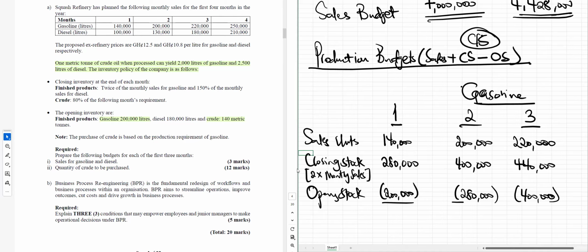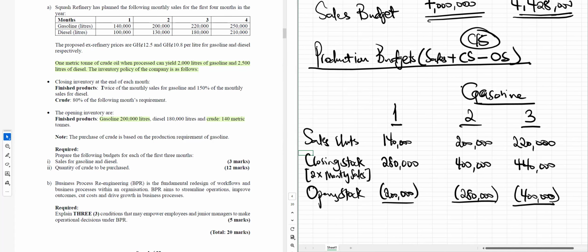Where are we? Prof, please, I want to ask a question. Ask the question. I want you to rewind again, please. I want to understand the closing stock.